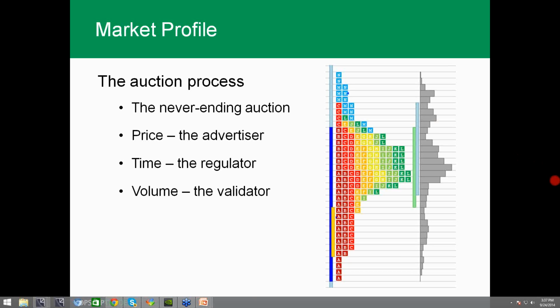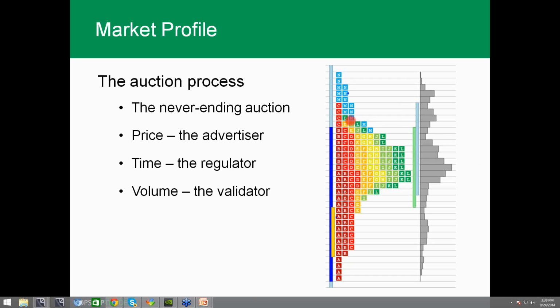I can't stress enough how much I think that volume profile and market profile depend on each other to give this tool its ability. So when you take a look at the auction process, you're really looking at price, time, and volume. Price is the advertiser. If price gets too expensive in the eyes of most traders, buyers will back off, sellers will come in thinking they're selling it high. What's our job? Sell it high, buy it low, right?